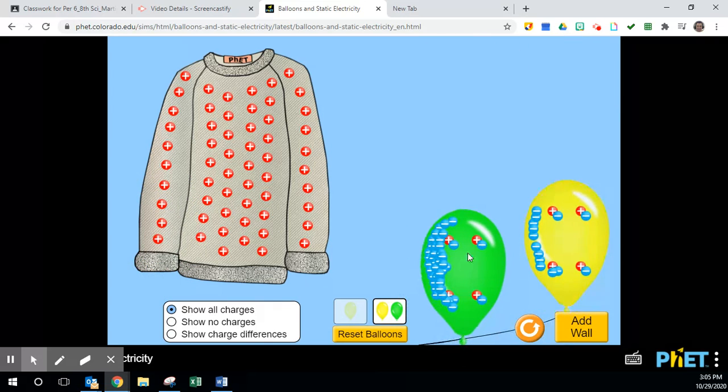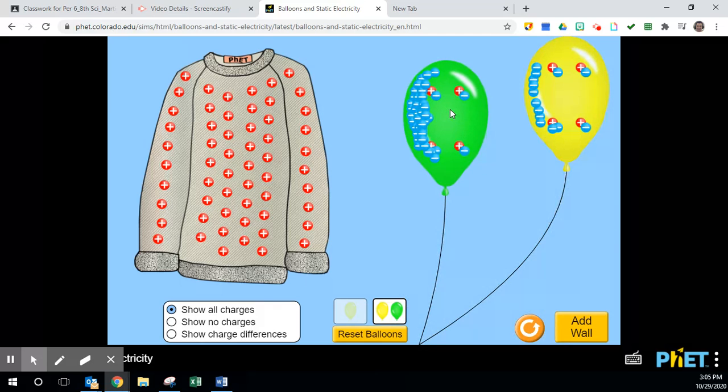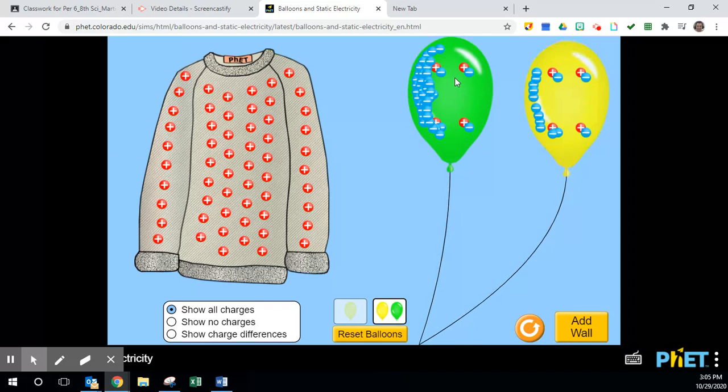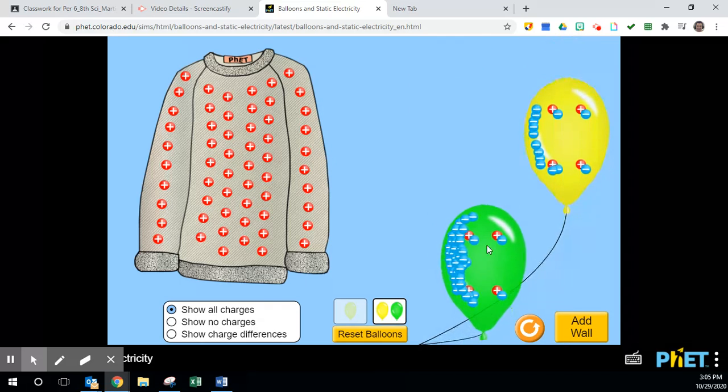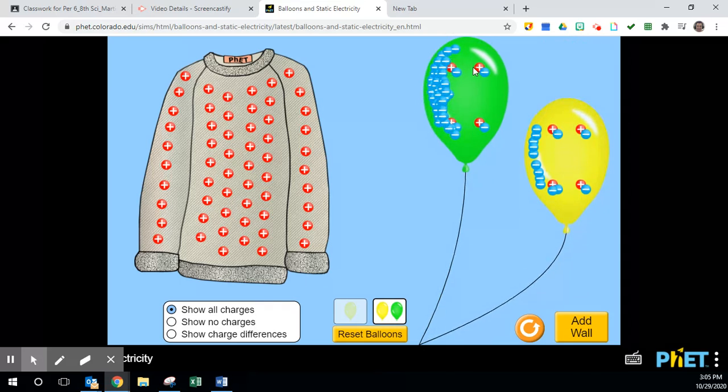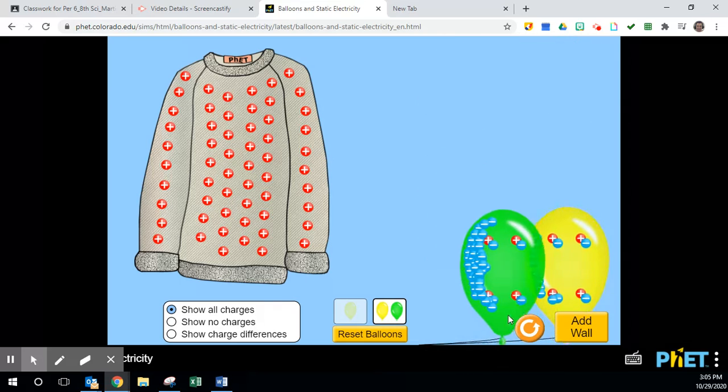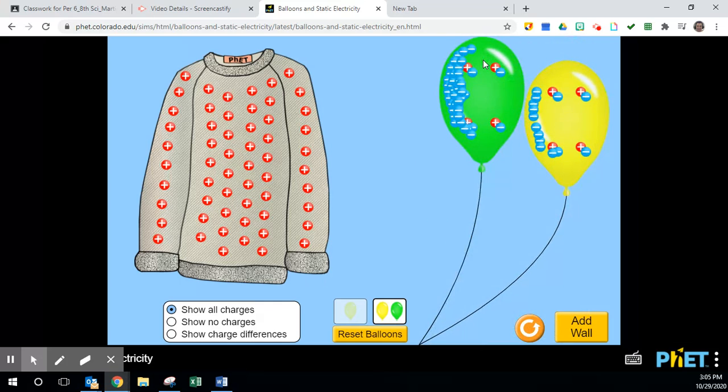They're both negatively charged. You can see each balloon has more negative than positive, and they want to get away from each other. We said opposites attract and like charges repel.